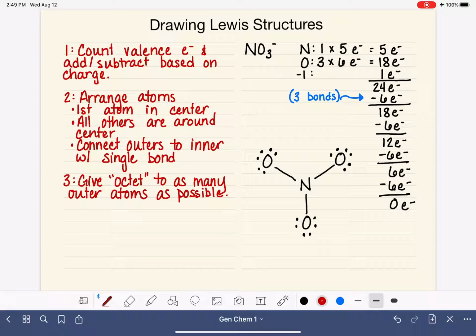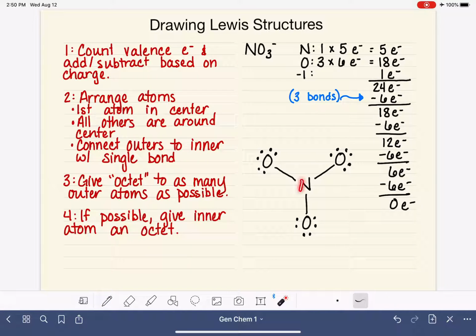So what we're going to do next, step 4, which actually isn't going to apply to this molecule, we are going to use any remaining electrons to give the inner atom an octet. So if possible, we are going to give the central atom or the inner atom its octet. But like I said, that's not always going to be possible. And in this case, it's not possible.